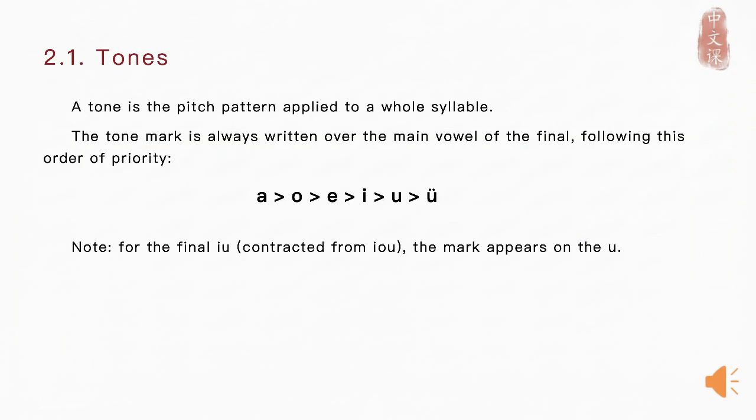Tones. A tone is the pitch pattern applied to a whole syllable. The tone mark is always written over the main vowel of the final, following this order of priority: A, O, E, I, U, Ü. Note: for the final IU, contracted from iou, the mark appears on the U.